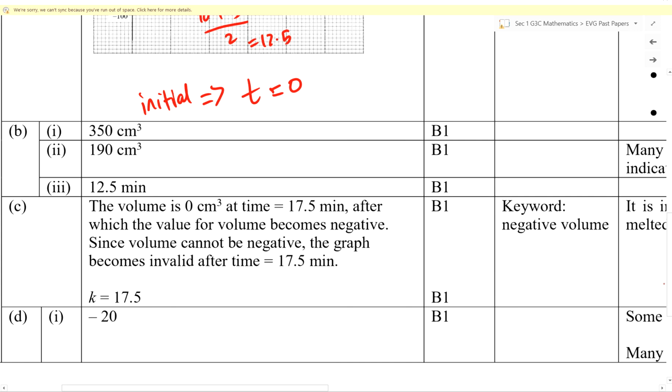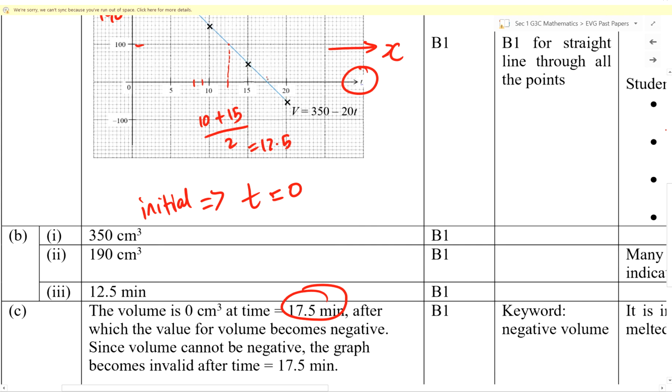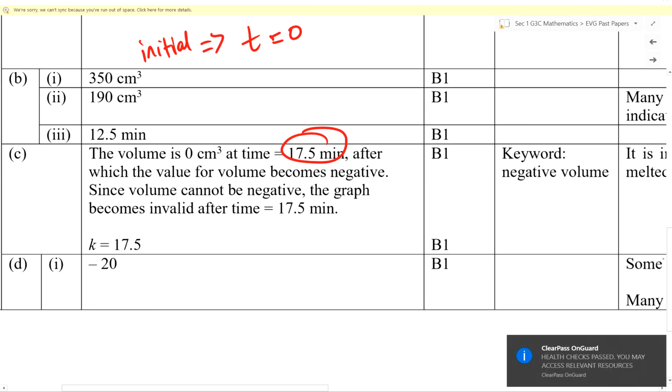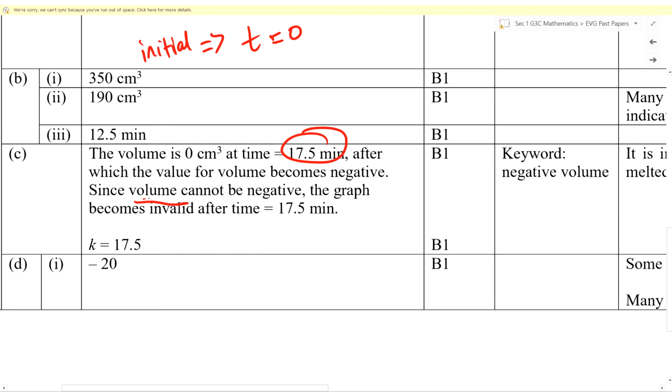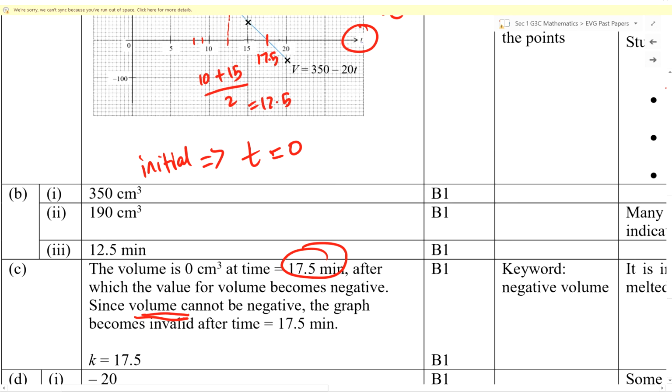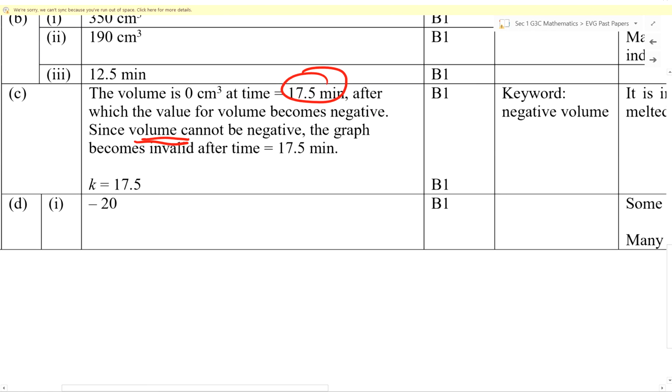Okay, now part C, after k minutes, the graph is invalid. Yeah, many of you managed to give me 17.5 minutes. That is over here, 17.5 minutes. Why is it that after 17.5 minutes, it doesn't make sense anymore? The reason is because it has already completely melted. But it is not good enough to just state that, because we need to link it back to the vertical axis of volume. You tell us that after 17.5 minutes, the value for the volume, okay, this portion, its volume is negative. Look, negative volumes, which is impossible. And that is why the value of k is 17.5.